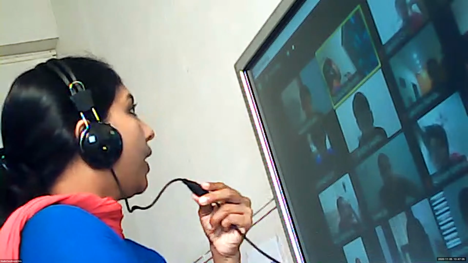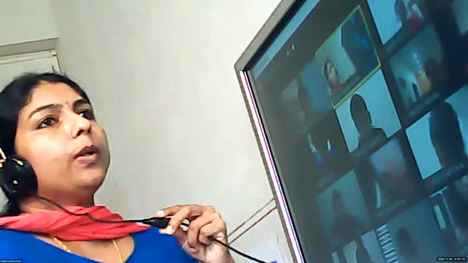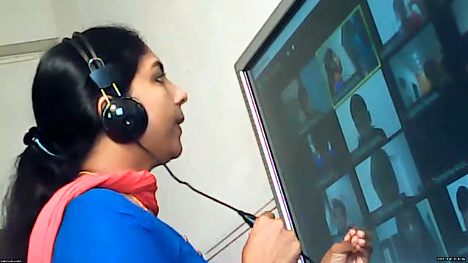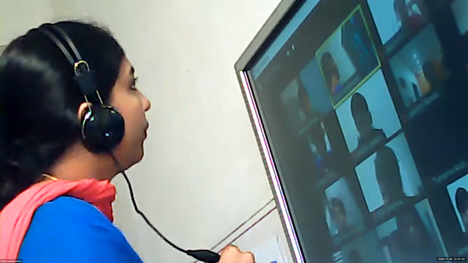Examples: solar energy, wind energy, tidal energy, hydel power. All these are examples of non-conventional sources of energy, right? It's a renewable source of energy. Then, increased use of fossil fuel, right? What will happen to the fossil fuel? Definitely, when the consumption of fossil fuel is increasing, fossil fuel will get exhausted, right?